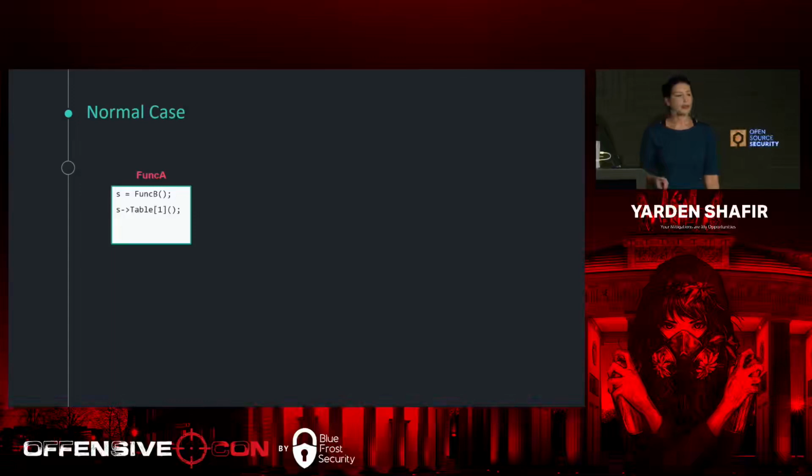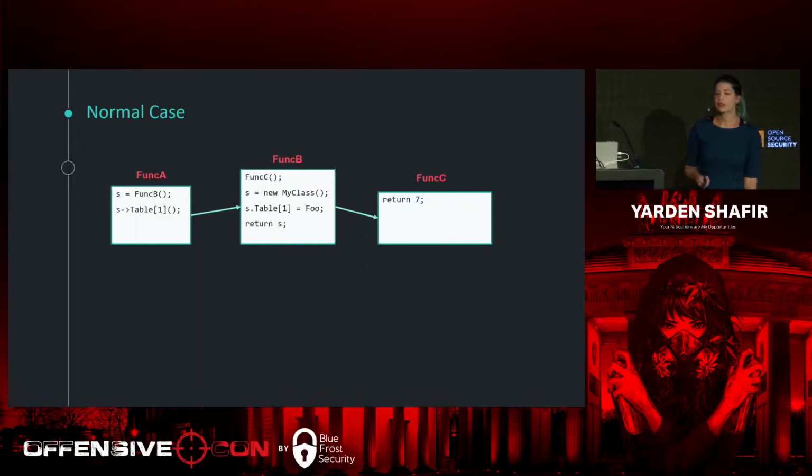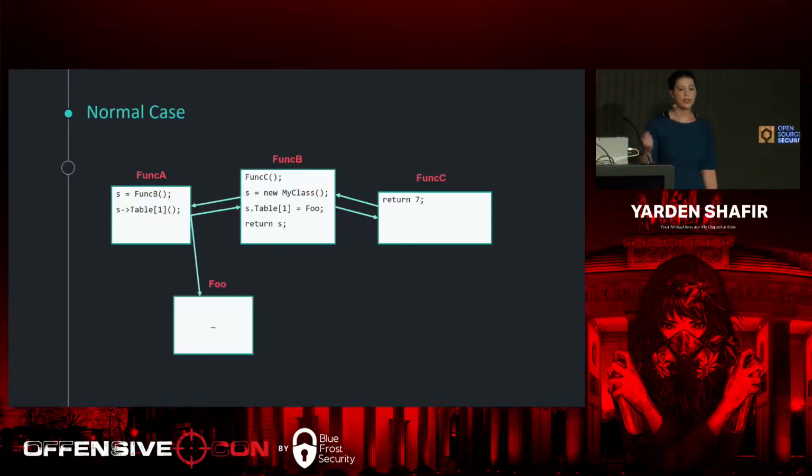So in the normal case, we have a function. This function, func A, calls func B and receives some class, some data structure. Now it takes that class and calls a function from that new class. So we're calling func B. Func B calls func C, which could be an initialization function. It could be anything. We don't really care what it does because we ignore its return value. Then we go initialize a new class and return it to func A. So we're calling func C. In this case, it returns 7, which we ignore. And we initialize our class, return it to func A. The class we initialized has a function called foo in the function table, so we go and call it.